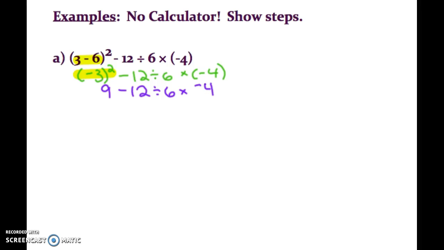Now, since I've done my parentheses, I've done my exponents, I'm going to look for multiplication and division, and I'm going to do that from left to right. I notice a multiplication and a division. The division comes first, so I'm going to divide 12 divided by 6 next. So 12 divided by 6 is 2, and I'm going to write the rest of the problem down. 9 minus 2 times negative 4.